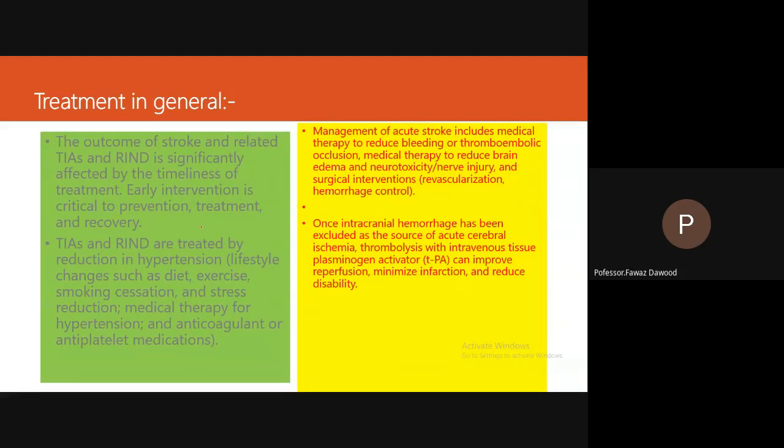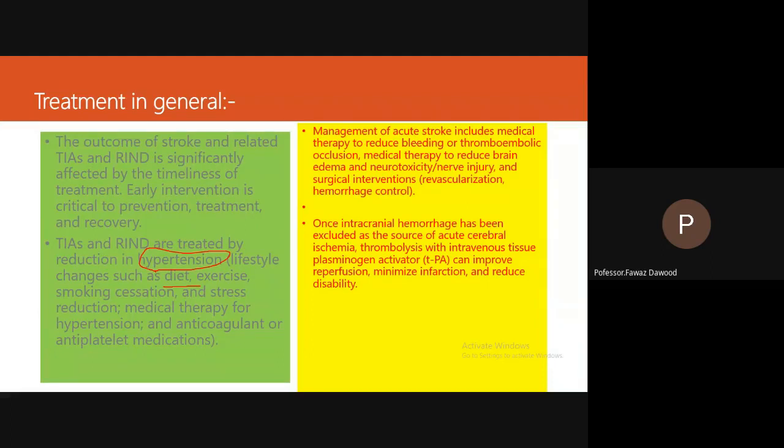Even with TIA and its treatment in general, we have to know what the cause is. If the cause is related to hypertension, then an antihypertensive drug is indicated. Further instructions should be prescribed for the patient, whether diet, exercise, or taking anticoagulant and antiplatelet medication.